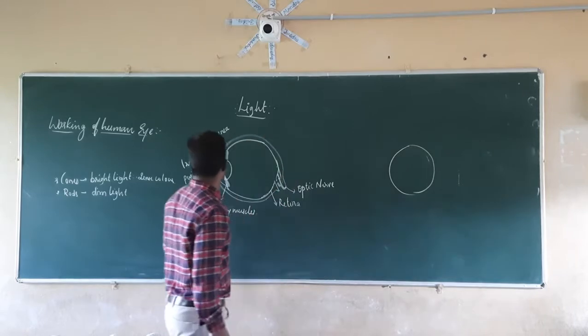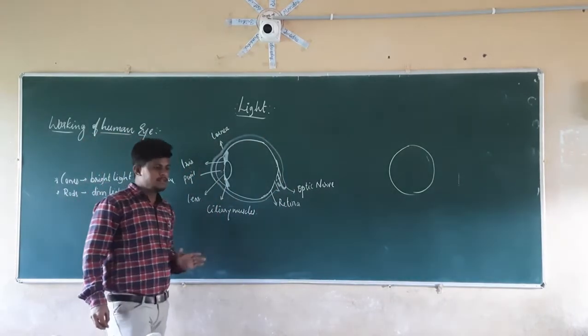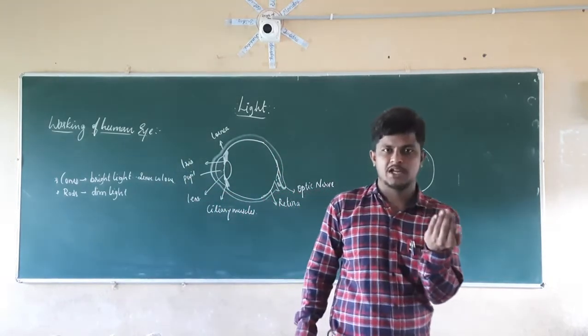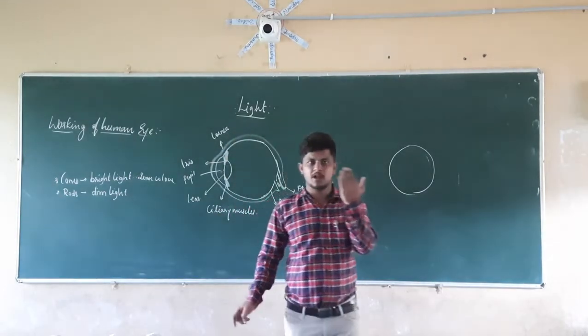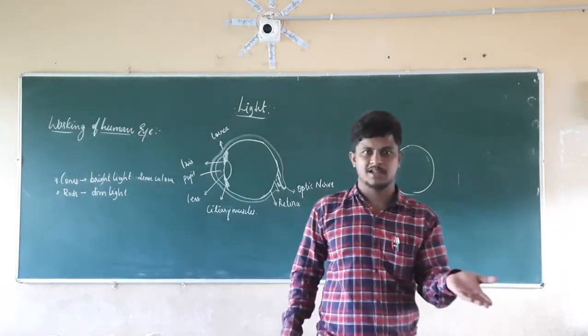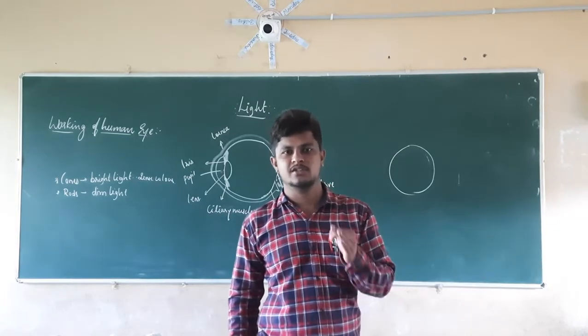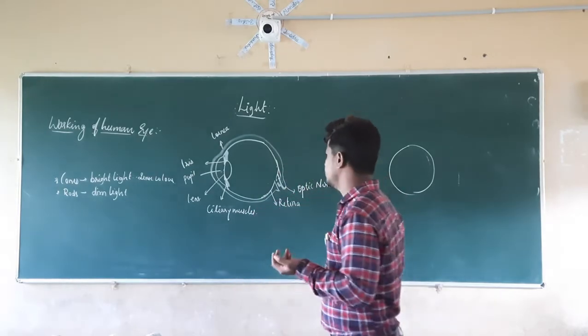Right. Now see here, the first part is nothing but what? Cornea. So what is the work of the cornea? First, it is going to protect our eye. The cornea is going to protect our eye from outside dust particles and any other particles which are going to harm our eyes. That is the first function.